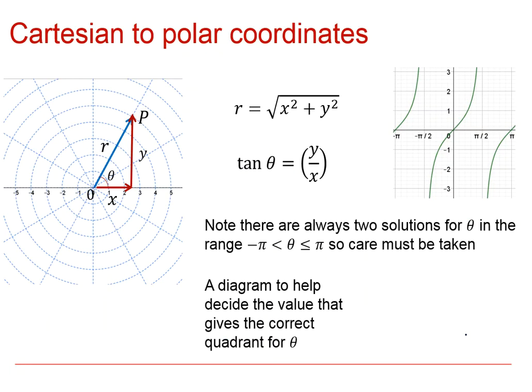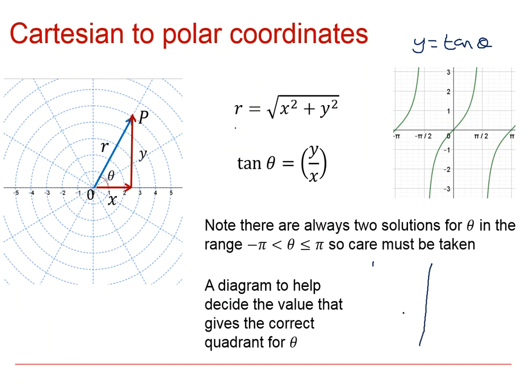Now we can change Cartesian to polar coordinates. We know, and again we're using this right angled triangle, the distance r is just going to be x squared plus y squared square rooted. And using trig identities, we've got tan theta is going to be opposite over adjacent, so it's y over x. Now if we think about the graph of y equals tan theta, we can see that if we're working between minus pi and pi, every tan value has 2 solutions for theta. So we need to take care.